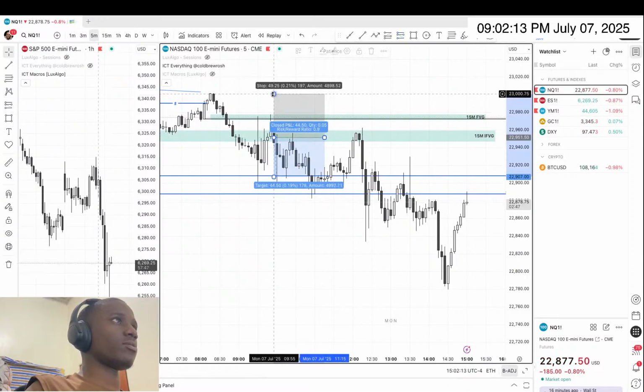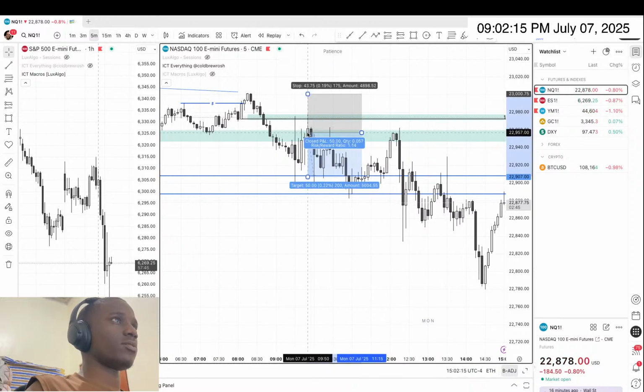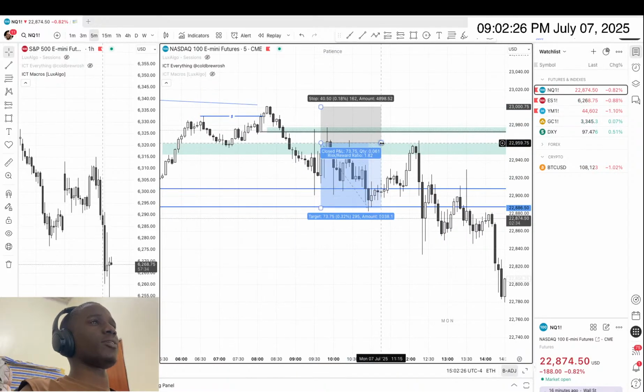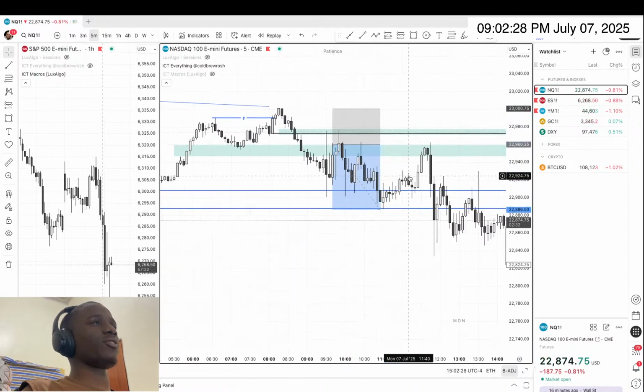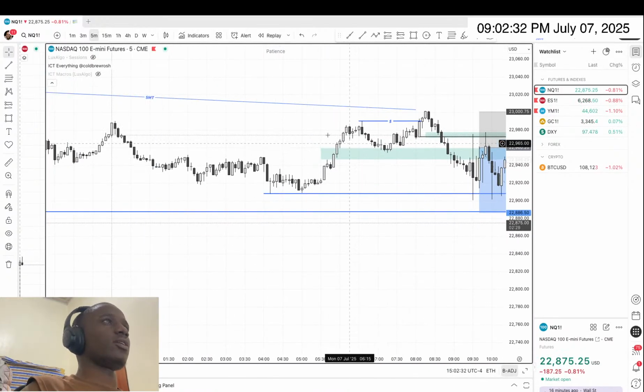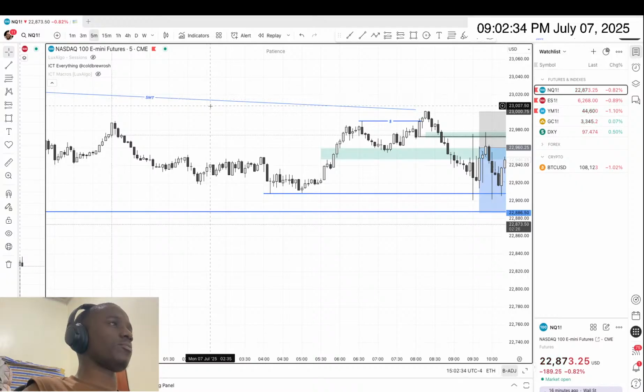Suppose was about there. My target was here. I think I entered somewhere like here. Yeah, because it was 1.8, but I got out to break even, so it was this kind of move. Anyways, let me remove the graphs and show you how I was looking at this market.